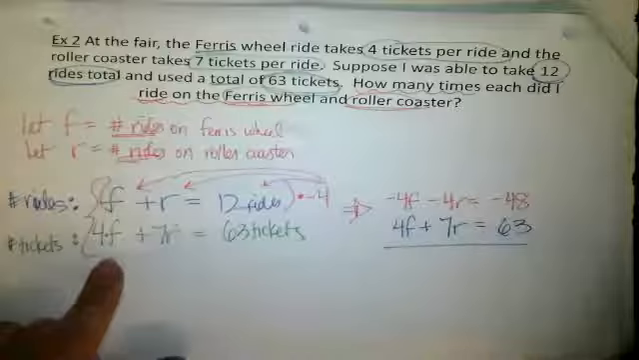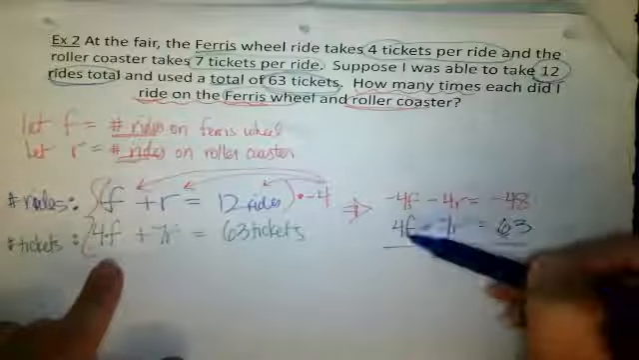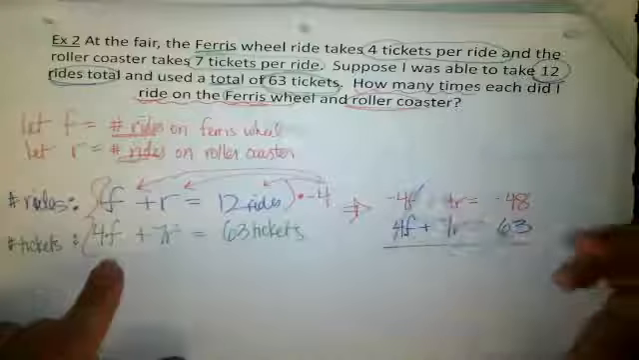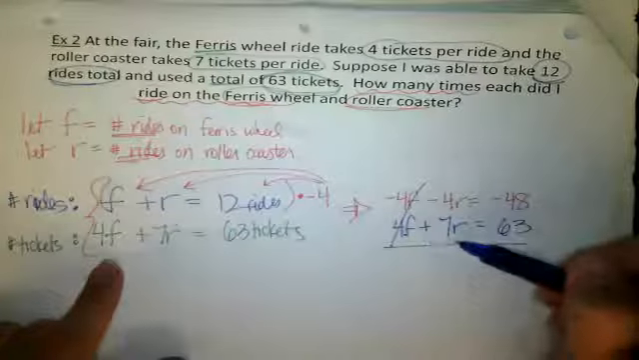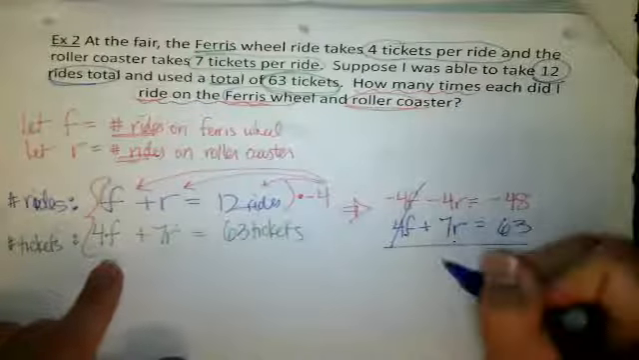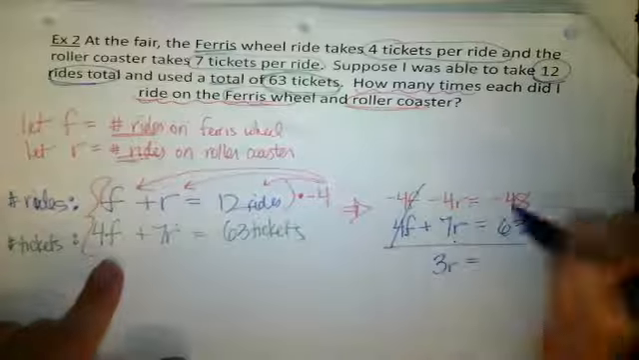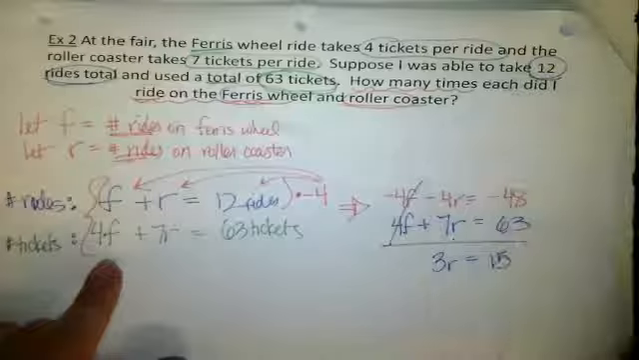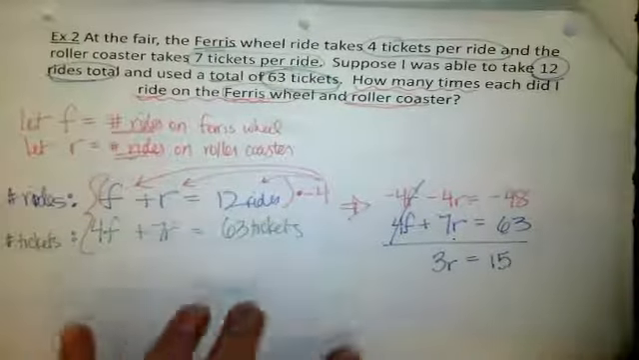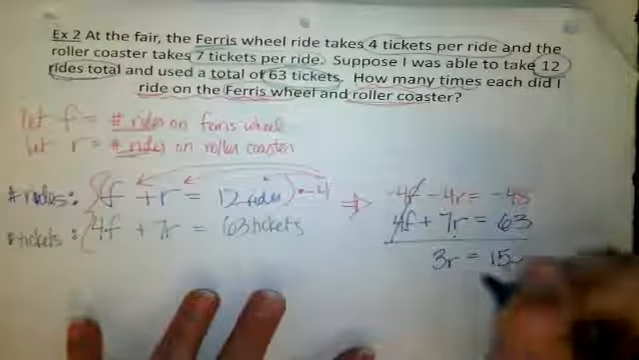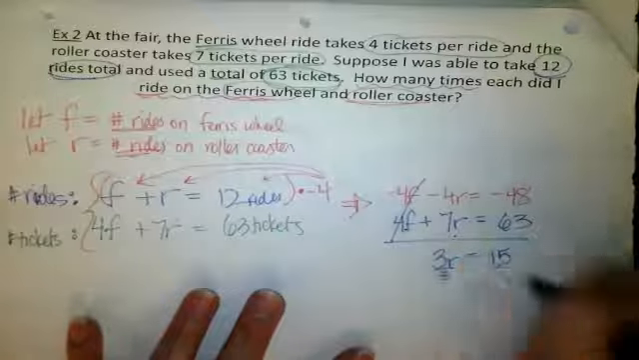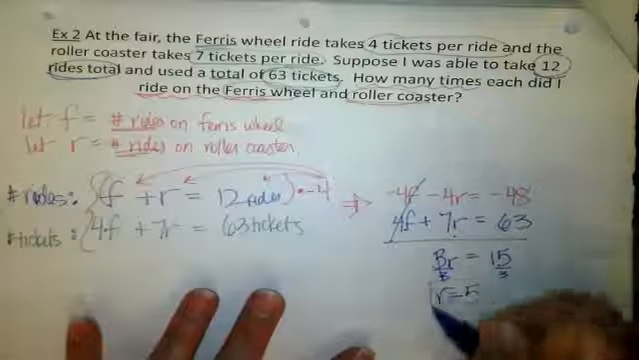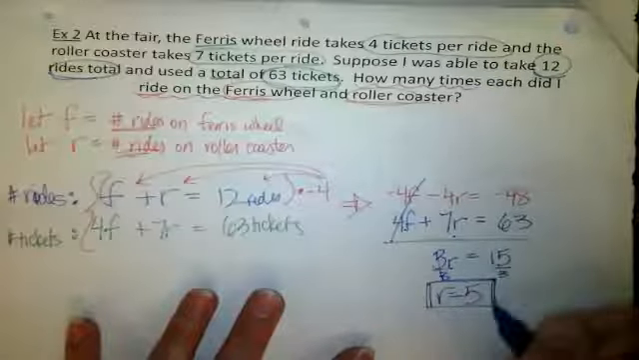Now I can combine. -4F and +4F is 0. -4R and +7R is +3R. -48 and +63 is positive 15. And then what do we need to do? Yeah, by dividing, divide by 3. So R equals 5 rides on the roller coaster.